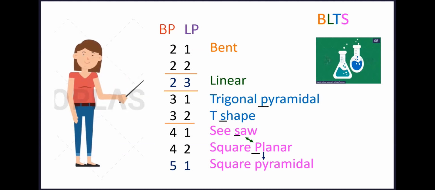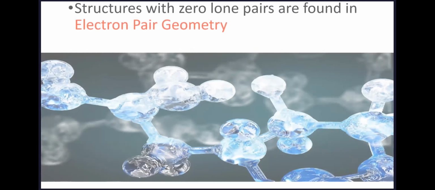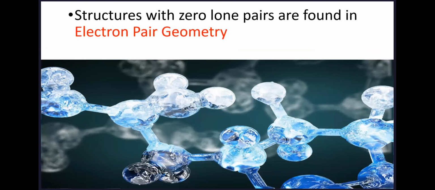This method is meant for the molecular shapes. Now, notice the right side where the lone pairs are placed. You can see they are never zero. Structures with 0 lone pairs are found in electron pair geometry. There is an easy method to memorize that.